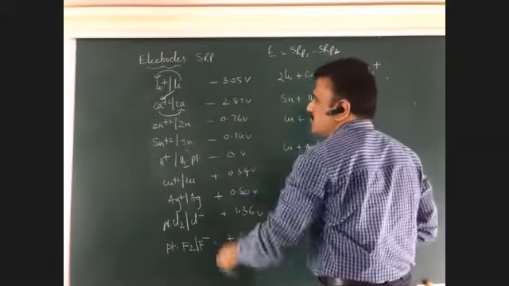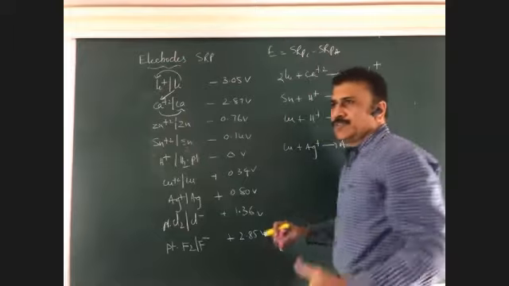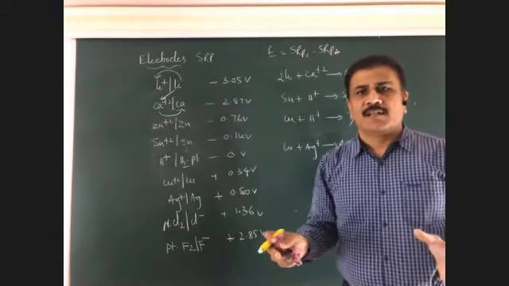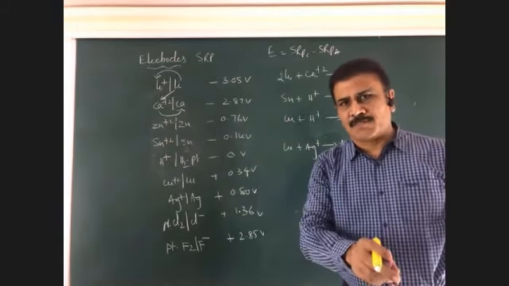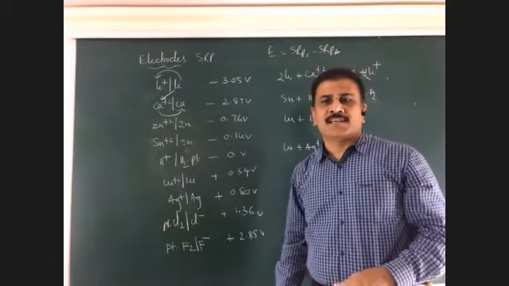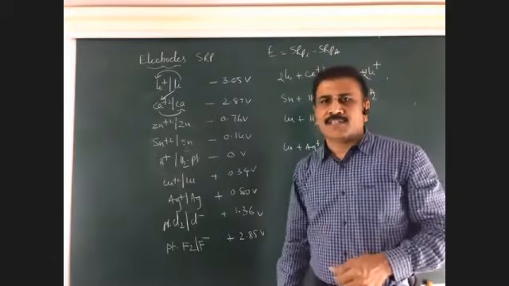So based on this, you will get so much information. So to construct a good cell, one electrode should have lowest SRP, another electrode should have highest SRP. This is another important feature of this electrochemical series.